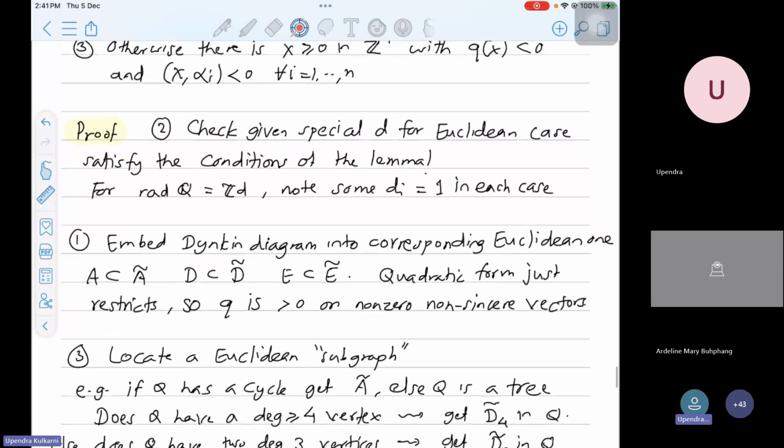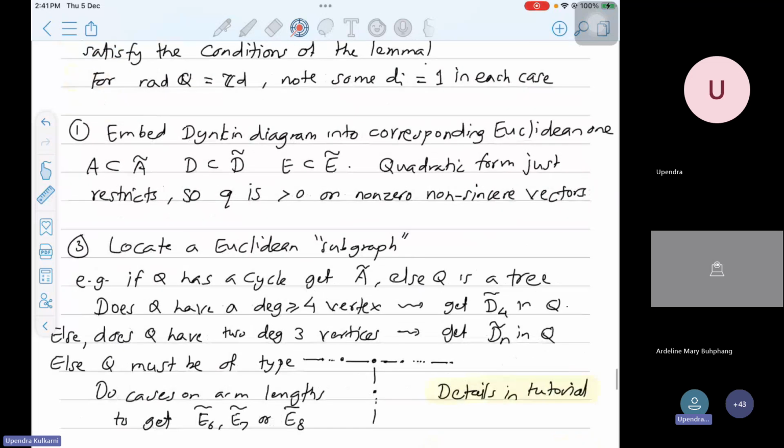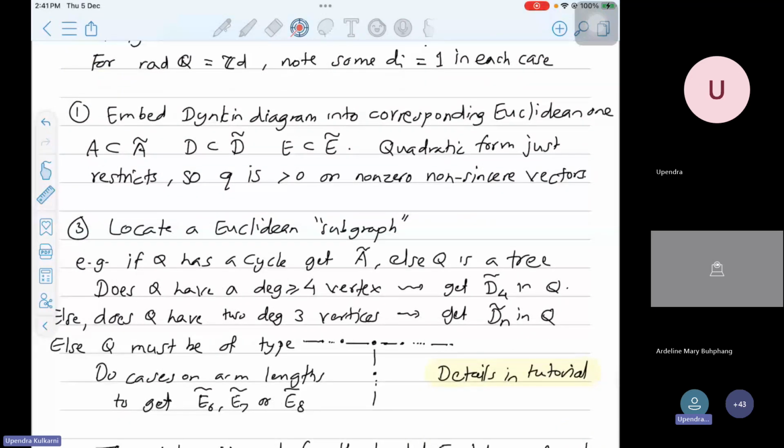Okay. So the third one is a little bit of a job, but it is easy. You might think, oh my God, I have some arbitrary graph. How am I going to deal with this? And the answer is as follows. You will always be able to locate a Euclidean sub-diagram and then use that sub-diagram to get a bad vector.